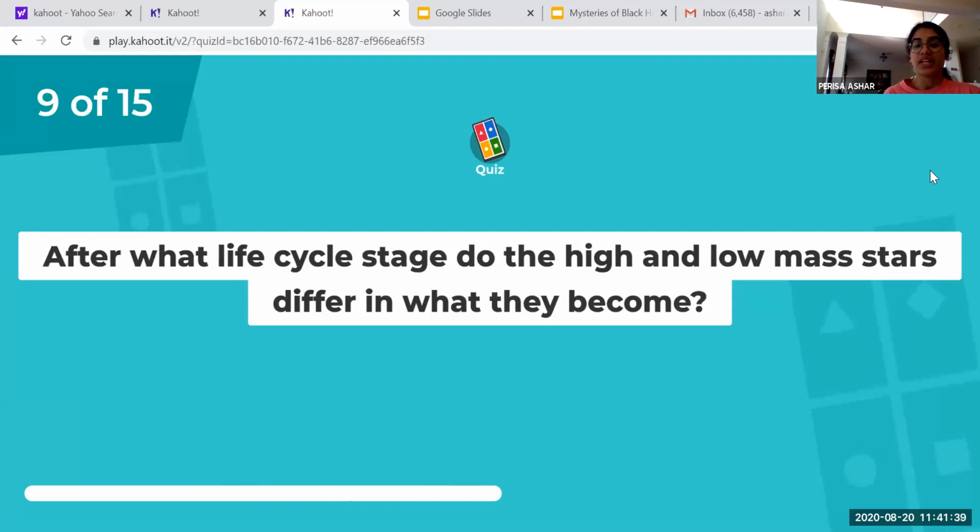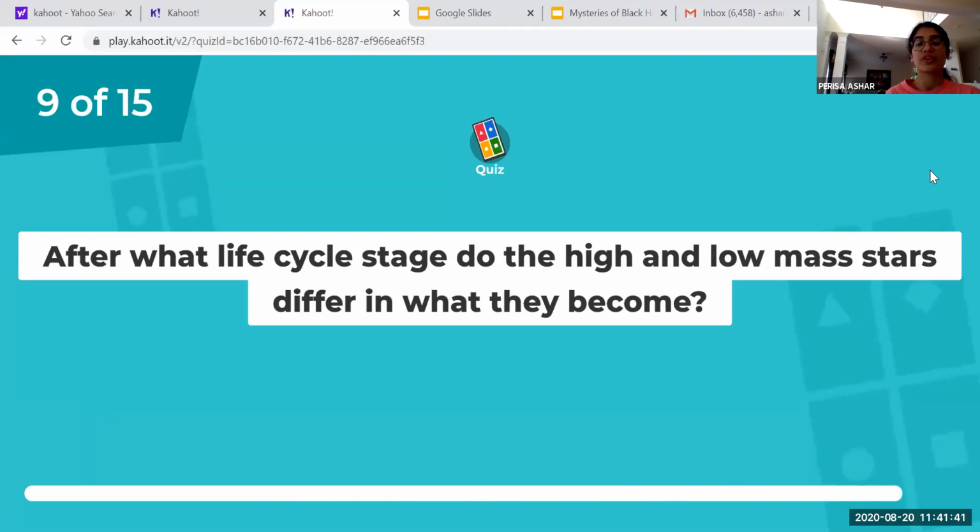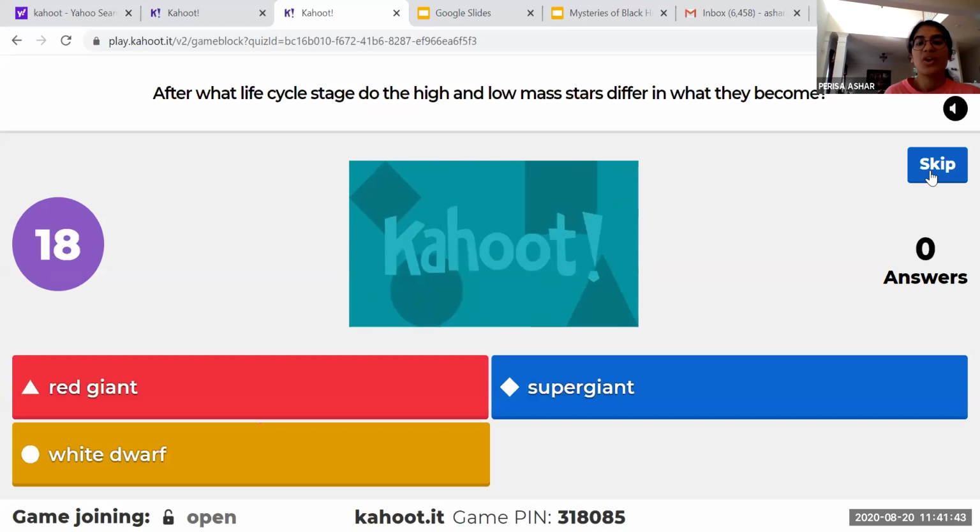After what life cycle stage do high and low mass stars differ in what they become? We kind of discussed this in the video. You saw at the very end the diagram. After what stage do high and low masses differ? Hint, think of the color.